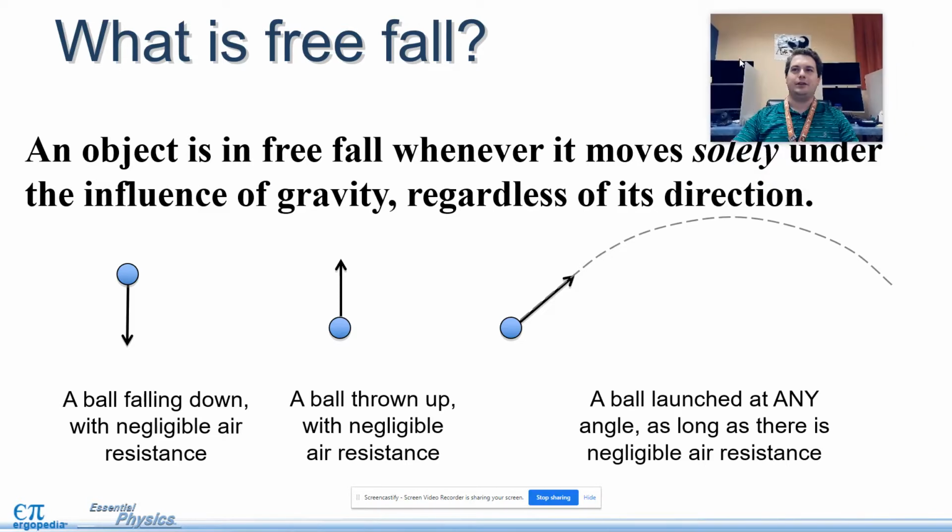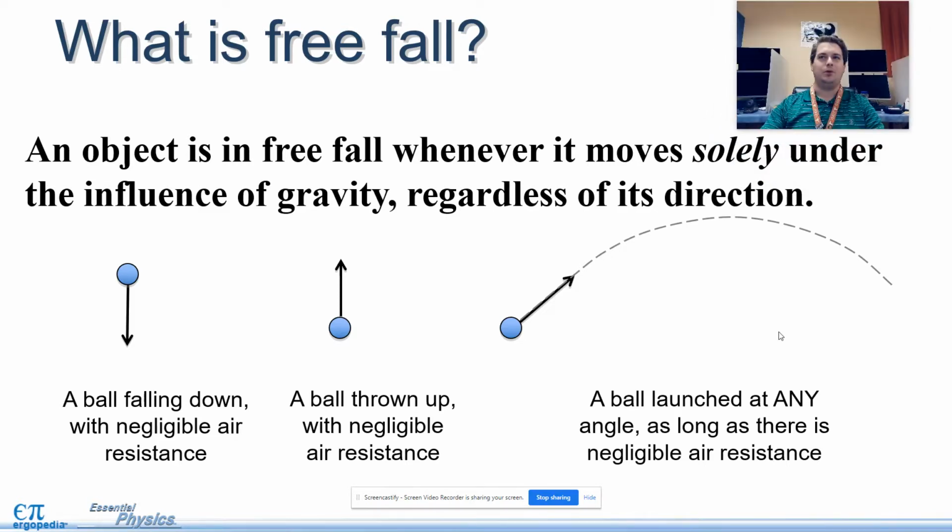So what is free fall? Let's just define free fall real quick. An object is in free fall whenever it moves solely under the influence of gravity, regardless of its direction. So get out of your head the thought that it has to be falling down, okay? Really just think of anything where gravity is the only thing acting on it.